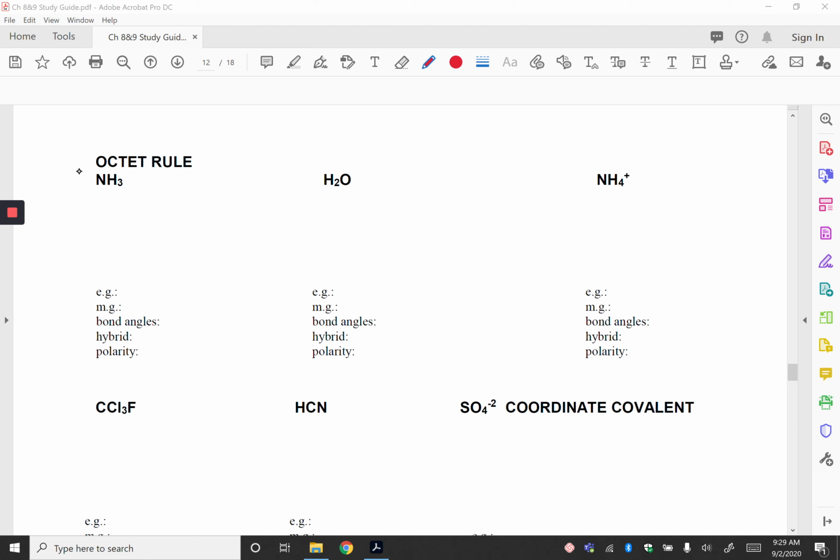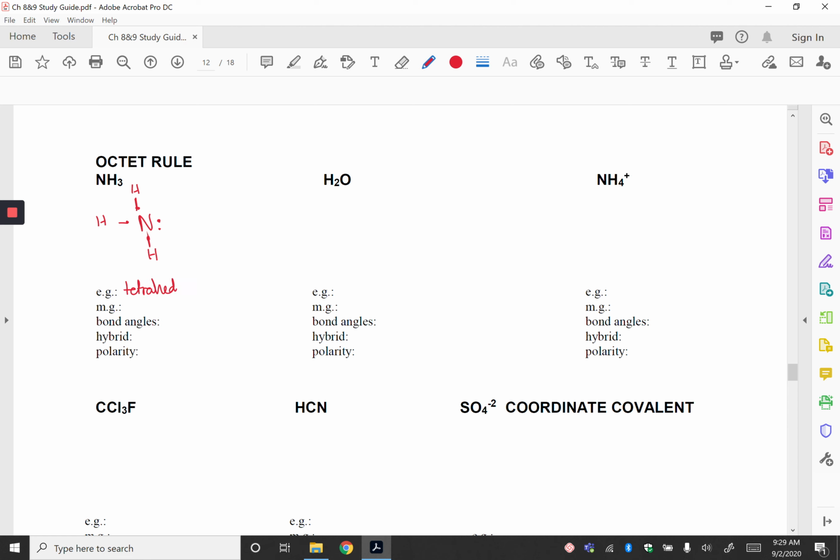Nitrogen has 5 valence electrons, and we are going to bond it to 3 hydrogens. So one goes here, one goes there, and then one goes here. The electron geometry has to do with how many areas of electrons there are. So there are 4. So the shape that the electrons are making is a tetrahedral.